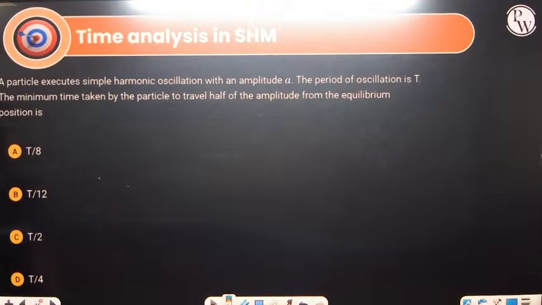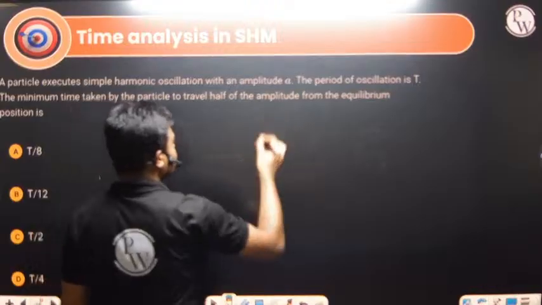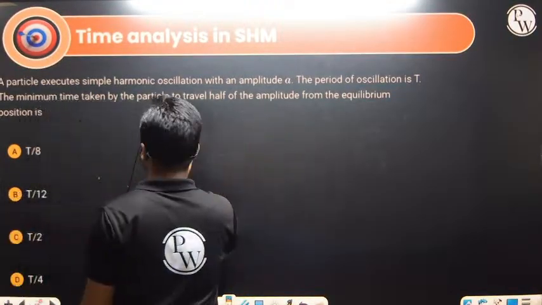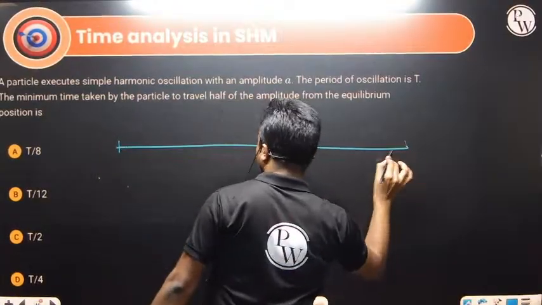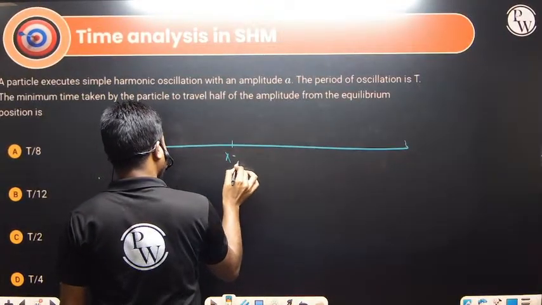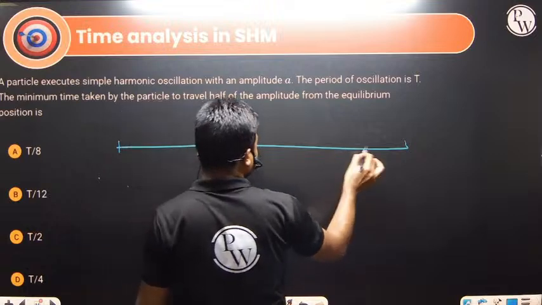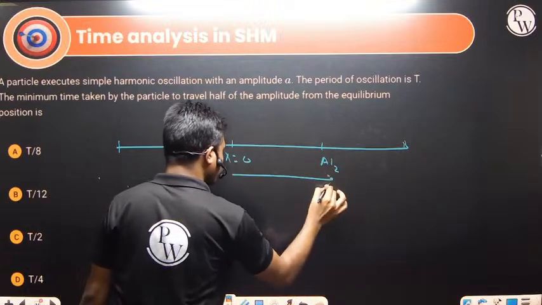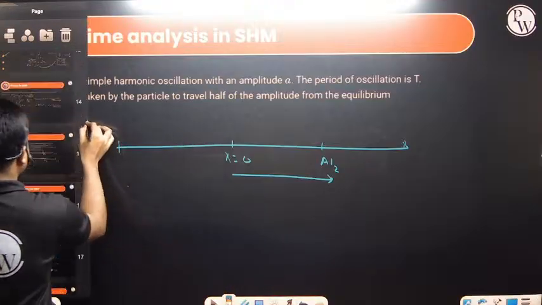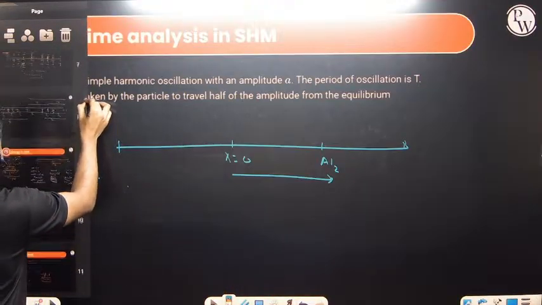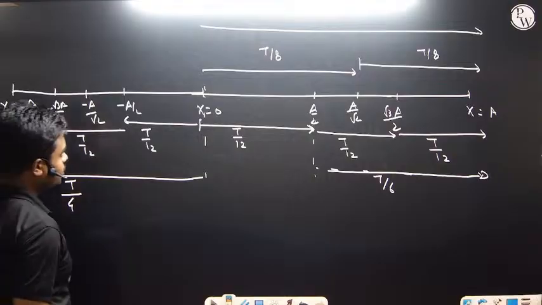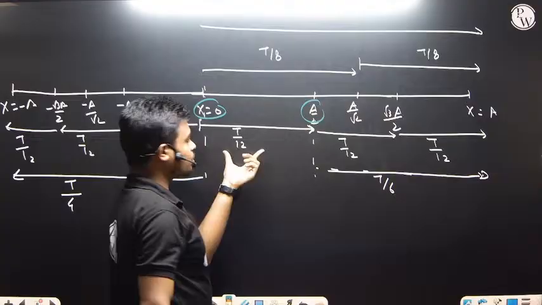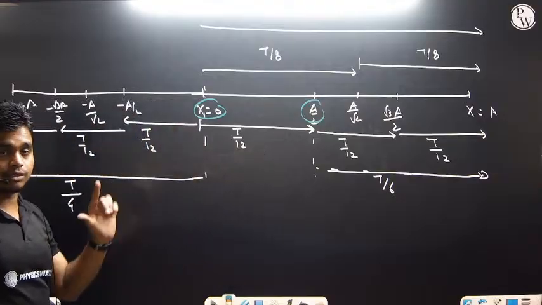A particle executes simple harmonic motion with an amplitude A. The period of oscillation is T. The minimum time taken by the particle to travel half the amplitude from the equilibrium position, that is x equals 0 to half the amplitude, A by 2. It is a simple question, they are asking x from 0 to A by 2. Just now we discussed that. What are the different formulas and time intervals, that is the time analysis that we discussed? From x equals 0 to x equals A by 2, how much time will it take? It will take the time of T by 12.